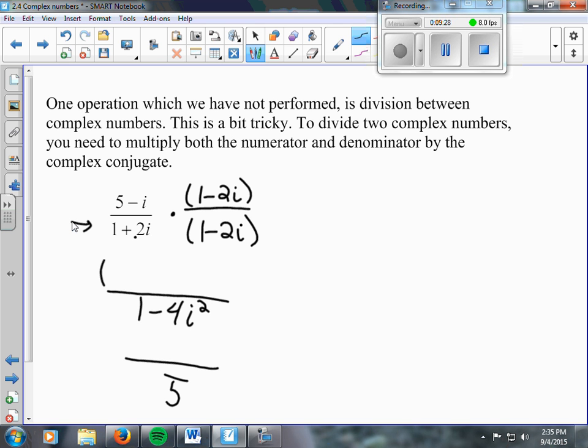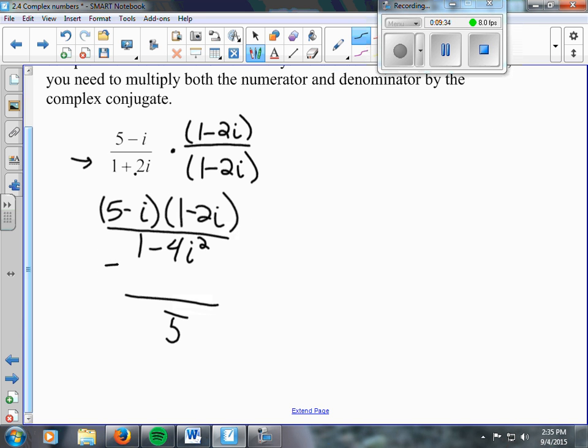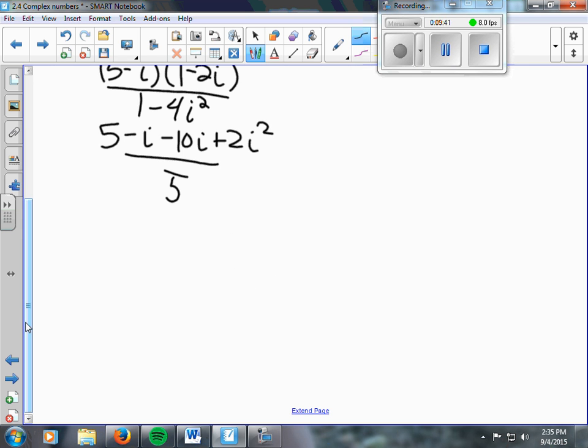Okay, and then my numerator is 5 minus i times 1 minus 2i. And when I FOIL this, I get 5 minus i minus 10i plus 2i squared. That's going to be 5 minus 2, 3 minus 11i. And I'm just going to go ahead and distribute the 5. So 3/5 minus 11/5 i looks just like a complex number.